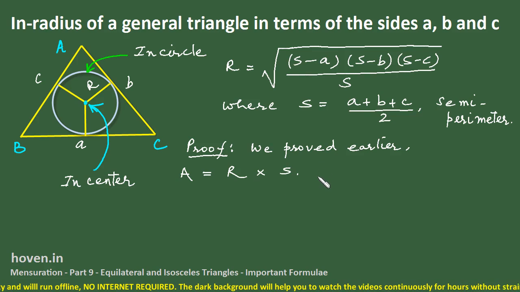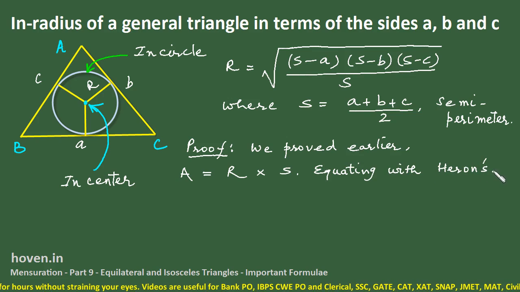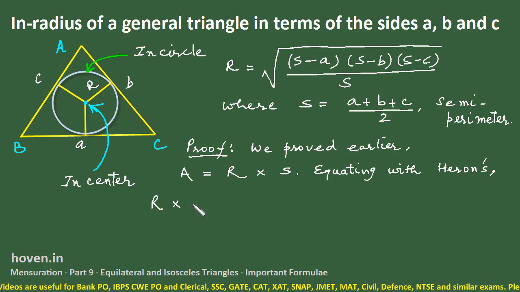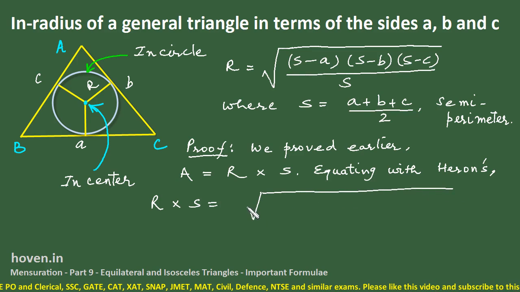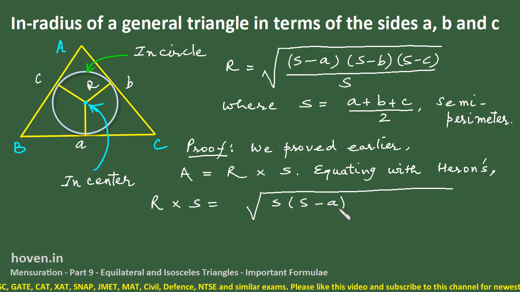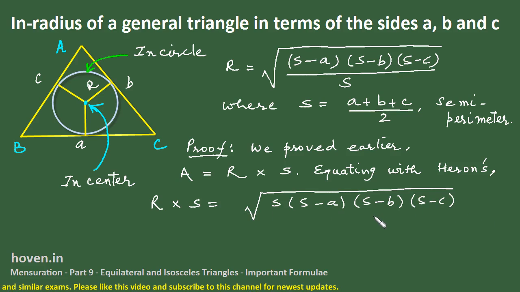This is one thing. Next is, we know the formula for the area of a triangle by Heron's formula. So we can write, equating with Heron's formula, what we get is that R into S should be equal to the square root of S into S minus A into S minus B into S minus C. This we have already seen for Heron's formula.